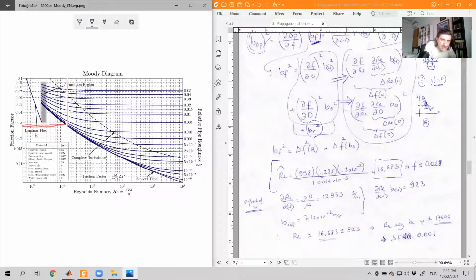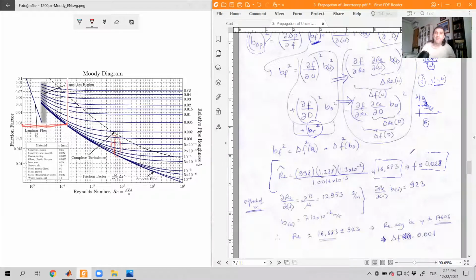Note that here the uncertainty, or the width of the curve, is pretty small, but if you were here, then we would have a larger uncertainty due to relative pipe roughness. So the F value that I have read was equal to 0.028.